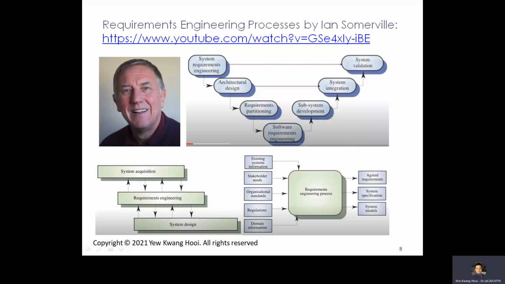So there is a video by Ian Somerville, one of the textbooks I refer for this lecture, and he's one of the well-known authors in software engineering. This video talks about the significance of requirement engineering and how to do it. He explains the steps needed in order to perform requirement elicitation, the engineered approach. So please do revise. During the revision, please do look at the video by Ian Somerville.